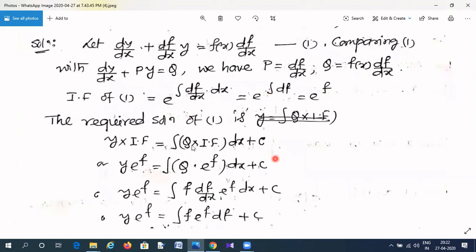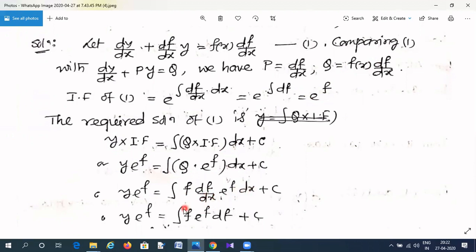So the required solution is, the formula is y into IF is equal to integration q into IF dx plus c. We have already found our IF is e to the power f. So y into e to the power f is equal to integration q into e to the power f dx plus c. The value of q is f into df/dx, so y into e to the power f is equal to integration f into (df/dx) into e to the power f dx.